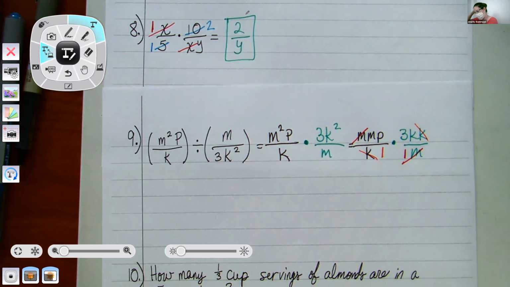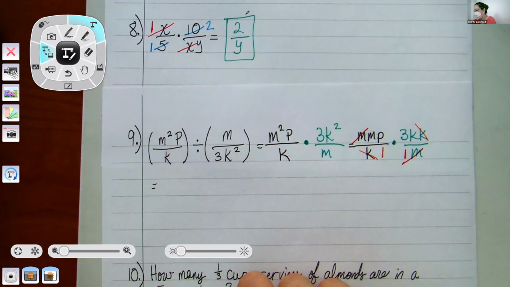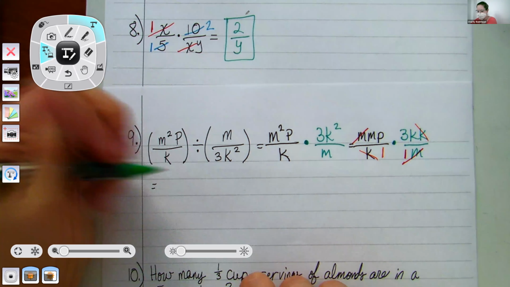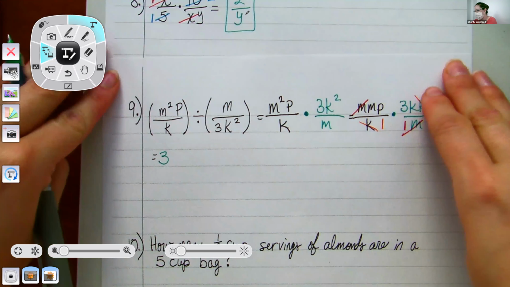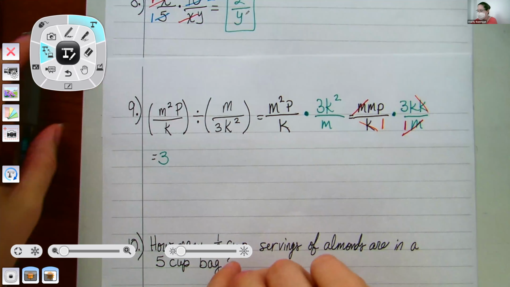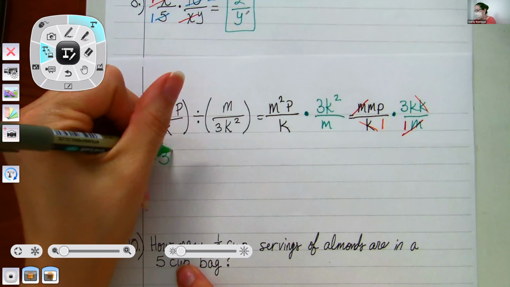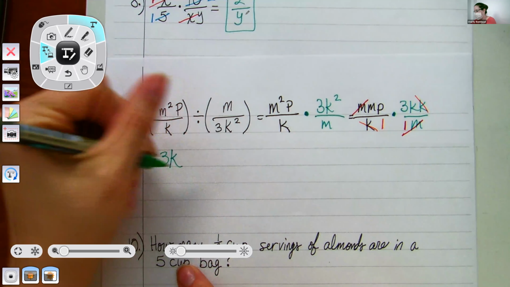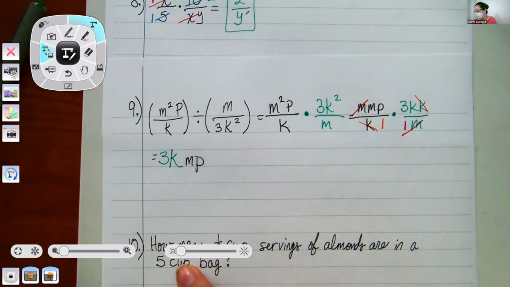So let's see what we got. So on the top, we have 3. We always like to put that number in the front. That's our numerical coefficient. And then the order of the letters doesn't really matter. I guess alphabetical order is conventional. That would be K, M, P. And then, like I said, it's over 1, which is just nothing. You can just leave that.